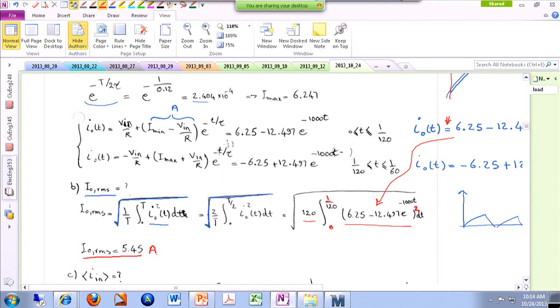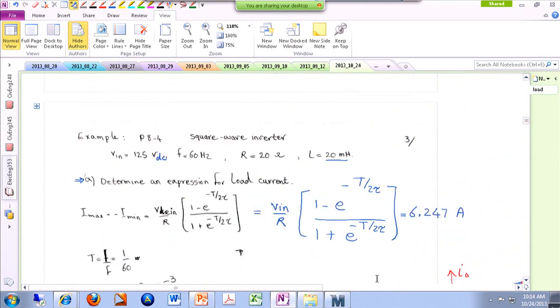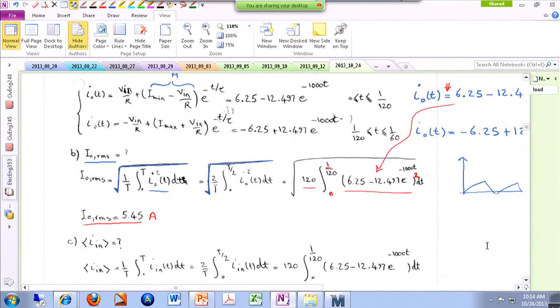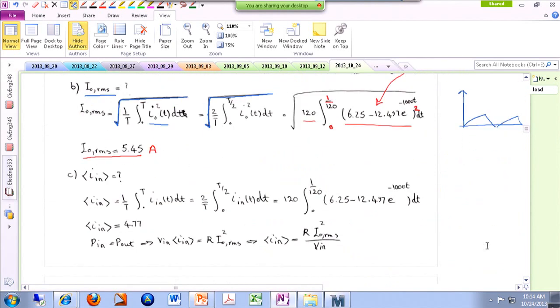Then it is asking about the average value of the input current. Remember, there is an easy way of doing that. Now that I have the RMS value of the output current, I have the value of R, and I have the value of the input voltage, I can easily find the average value of the input current. But let's say I don't want to do that. I have lots of free time. I just want to mess with this math.